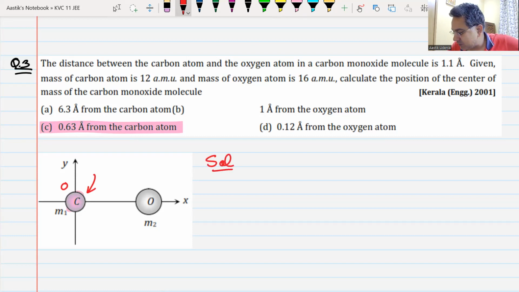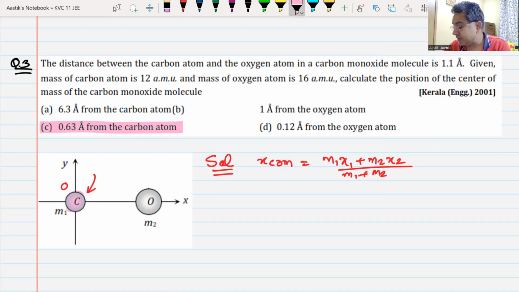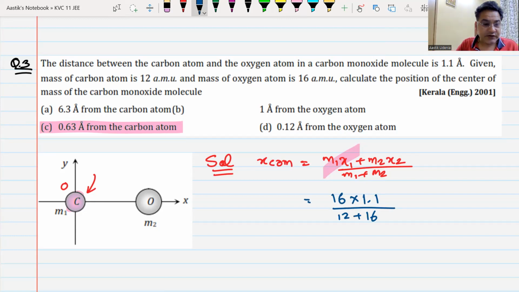How do you find the center of mass of the system? The only way you can find out the center of mass, you only have to find out the x coordinate of the center of mass. Yes or no? So if I have to find out the x coordinate of center of mass, I will do m1x1 plus m2x2 divided by m1 plus m2. This carbon atom is kept at the origin, so m1x1 becomes 0. So basically it becomes m2x2. M2 is oxygen, mass is 16, multiplied by 1.1 divided by total mass is 16 plus 12, and that is your answer. I think you are going to get 0.63 Armstrong unit from the carbon atom, and that is your answer.